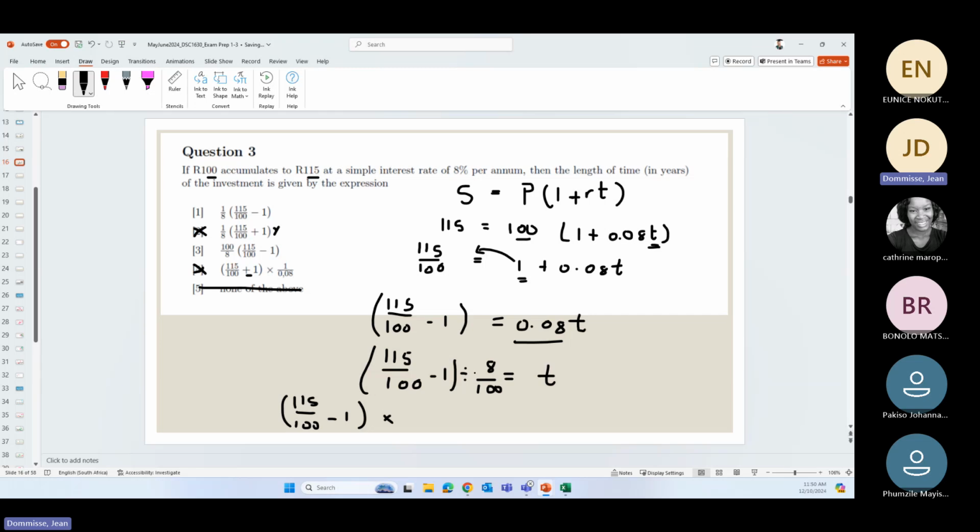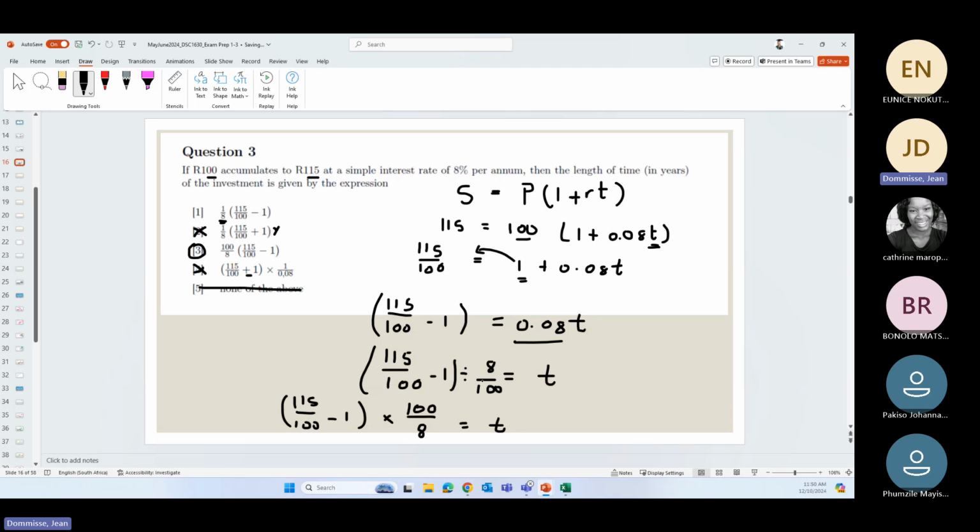So if we swap that around, from your previous maths courses, we're allowed to do it, but if we change that to multiply, we need to change that. So we will have that t is equal to 100 over 8 times 115 divided by 100 minus 1, which gives us option 3.